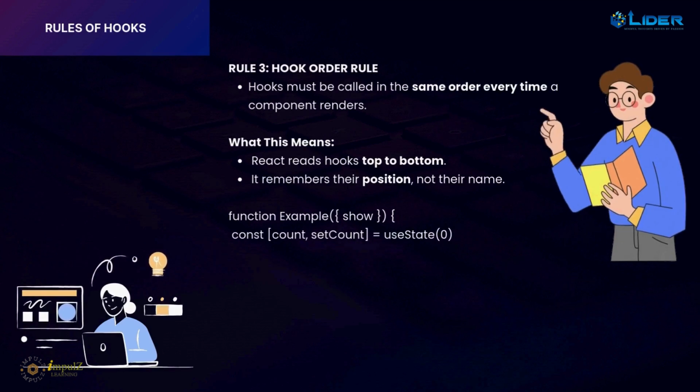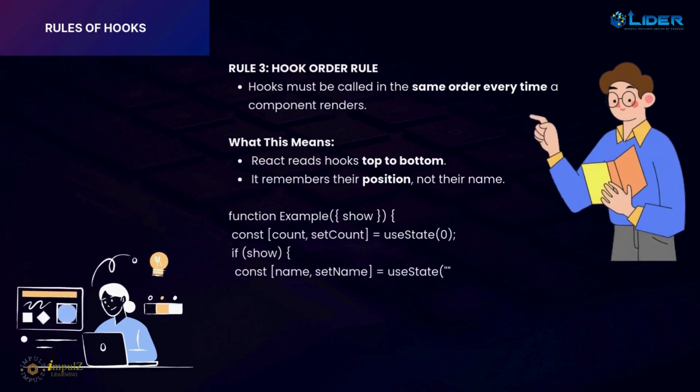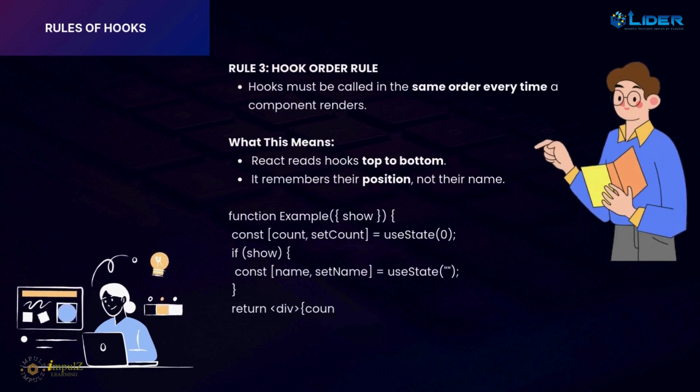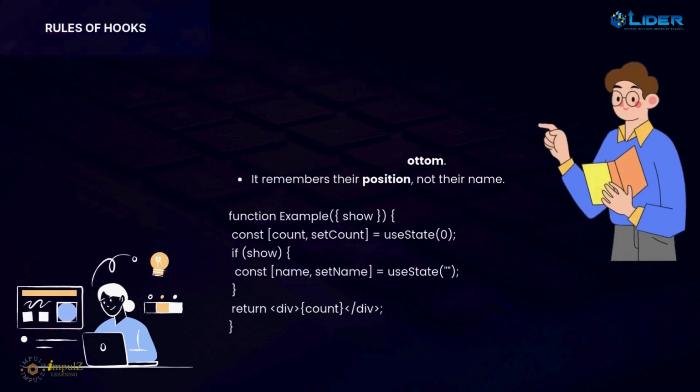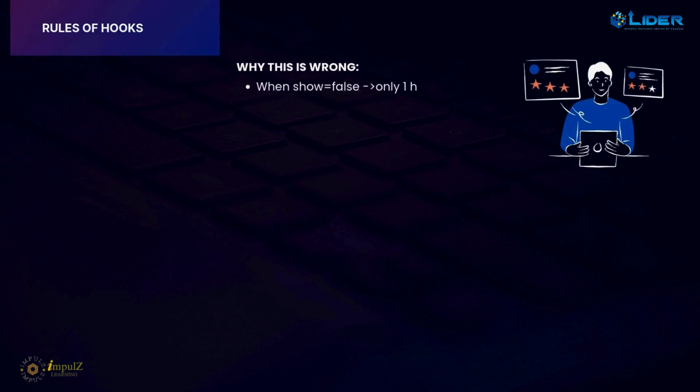When show changes, the order of hooks changes between renders. This confuses React and breaks state tracking. That's why hooks should never be inside conditions. Keeping hook order consistent ensures React works correctly and prevents hard-to-debug errors.